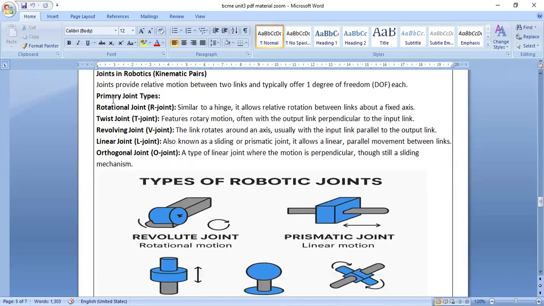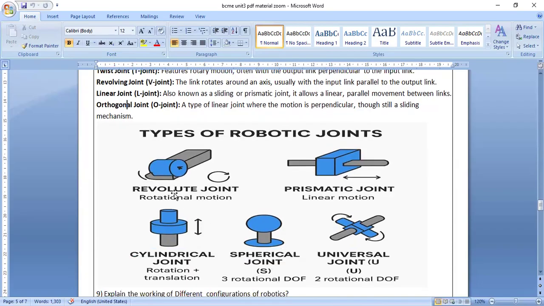These are the primary joint types. You have rotational joints, twist joints, revolving joints, linear, and orthogonal. You can see here this is a revolute joint. This is a revolute rotation. This joint here is prismatic. This can move left and right.